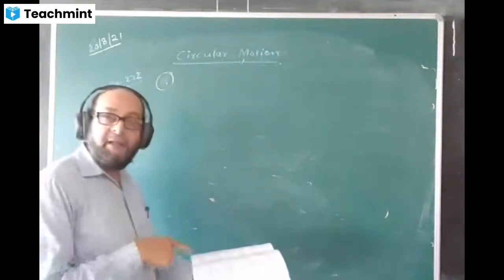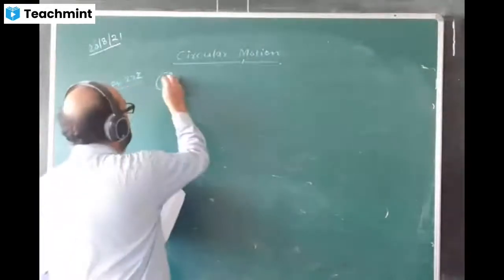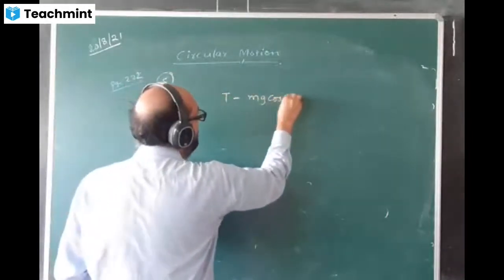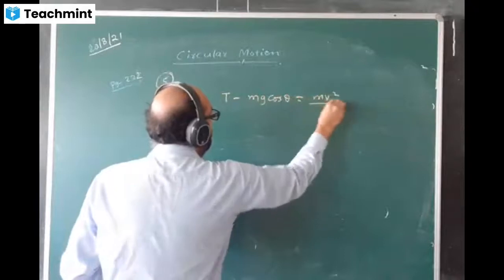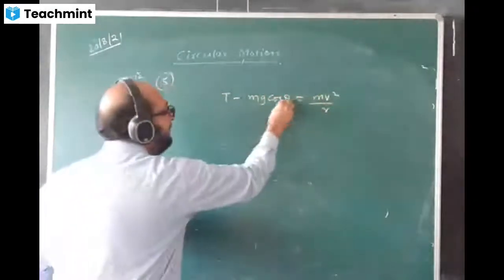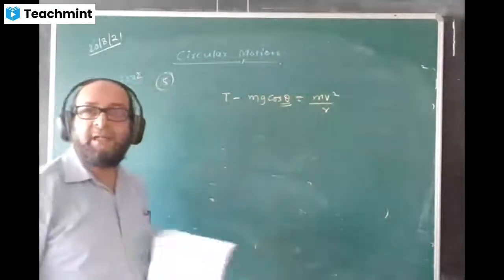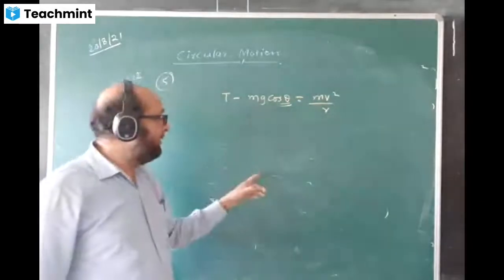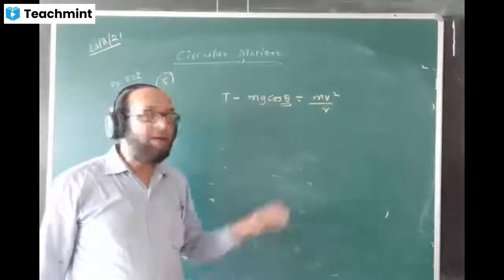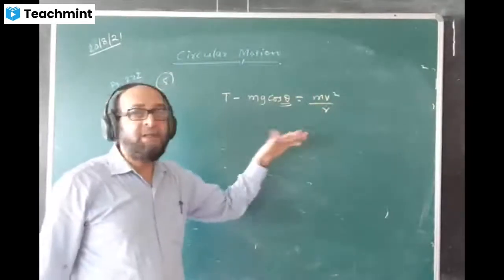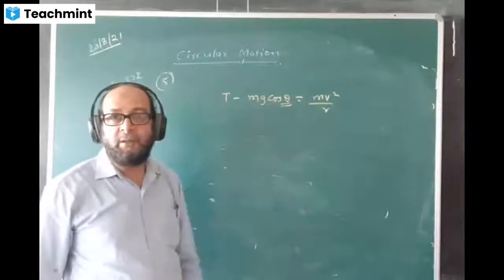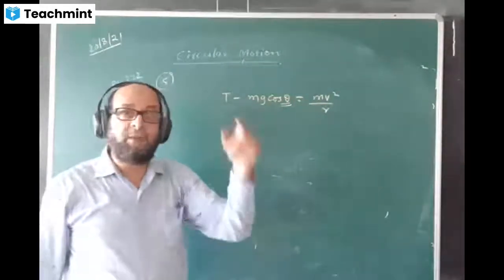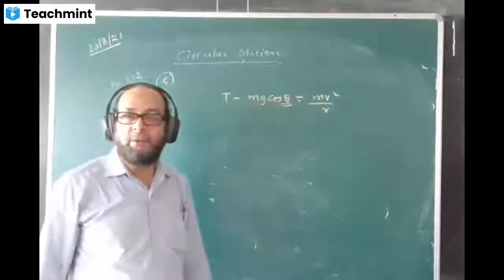Tension at any point is given here, 41.8. What is the formula of tension? T minus mg cos theta is equal to mv square by r. Use this formula. Find the value of theta. Theta tells you which position. If theta value comes 0 degree, then the body will be in the lowest position. When theta value comes 90 degree, that means the body is in the horizontal position, the string becomes horizontal. And when theta value comes 180 degree, that is cos theta value is -1, the body will be on top position.